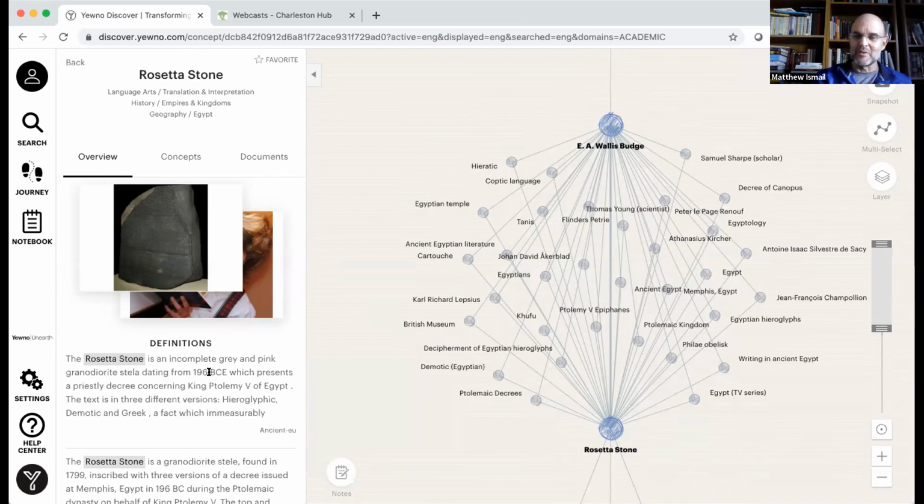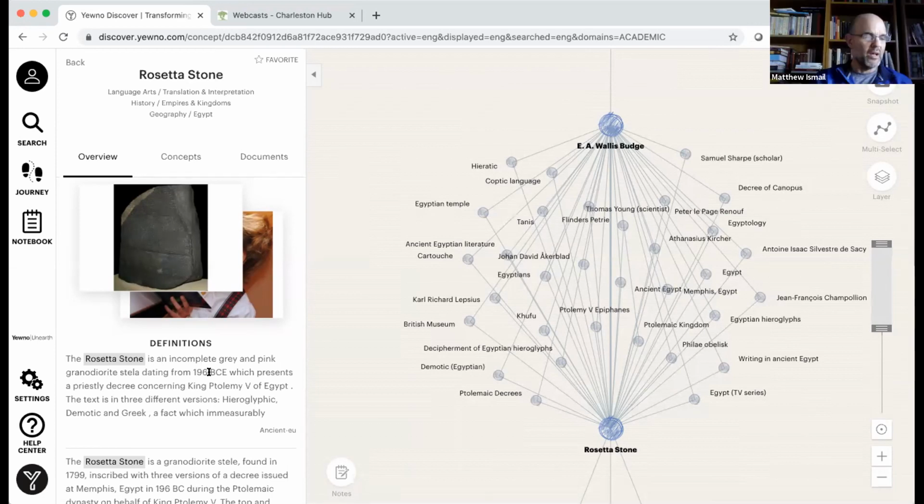And since everybody could read ancient Greek, they then used the stone to figure out how those 2 completely dead languages worked. So if you see down at the bottom, Rosetta Stone, it's attached to things like Ptolemaic decrees, Demotic Egyptian, decipherment of Egyptian hieroglyphs, British Museum, because that's where it wound up, because the British got it from the French when they were all invading Egypt. So it gives you a range of different associations with Rosetta Stone other than just a simple definition.